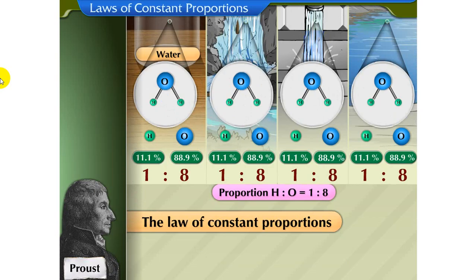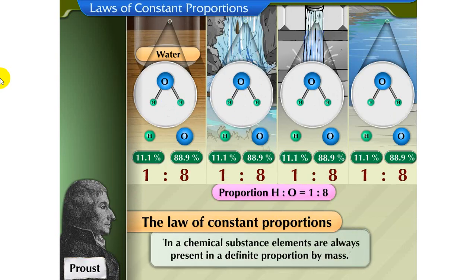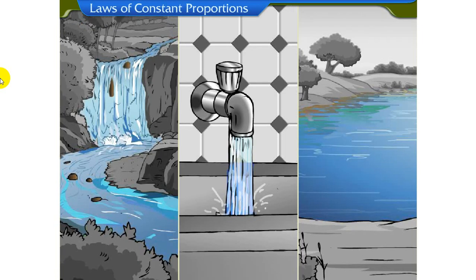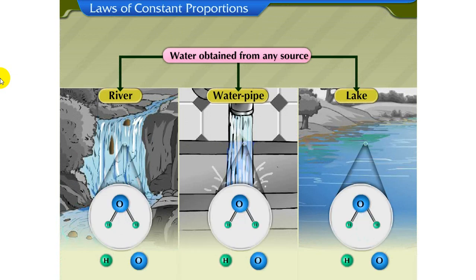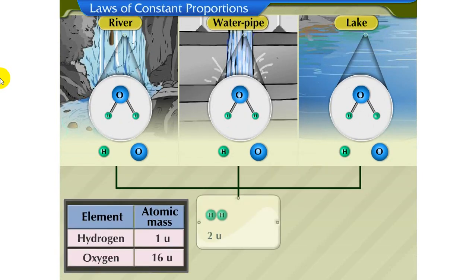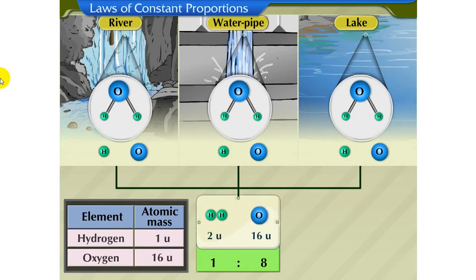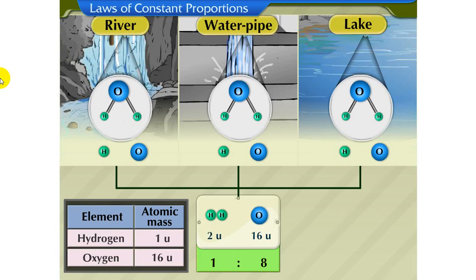According to the law, in a chemical substance, elements are always present in a definite proportion by mass. For example, water obtained from any source will have the same two elements, hydrogen and oxygen, present. The proportion of hydrogen and oxygen is 1:8 by mass. This proportion will always remain the same irrespective of the source of water.